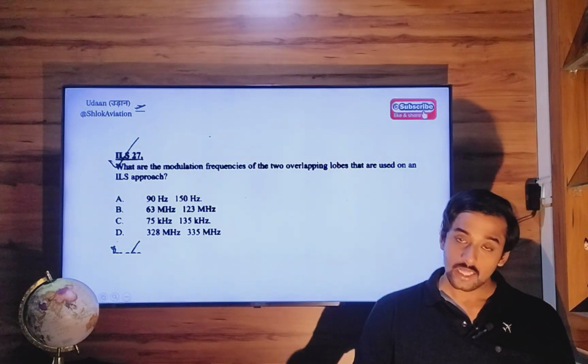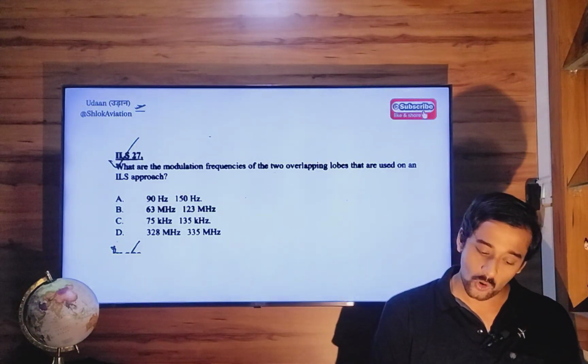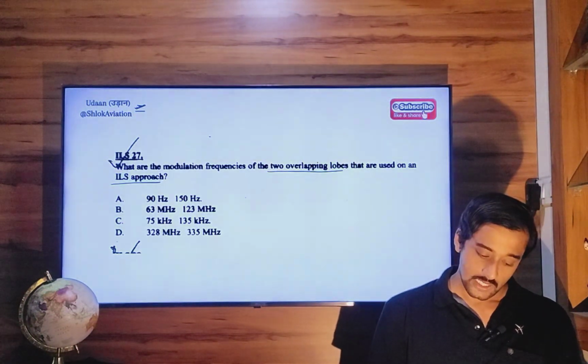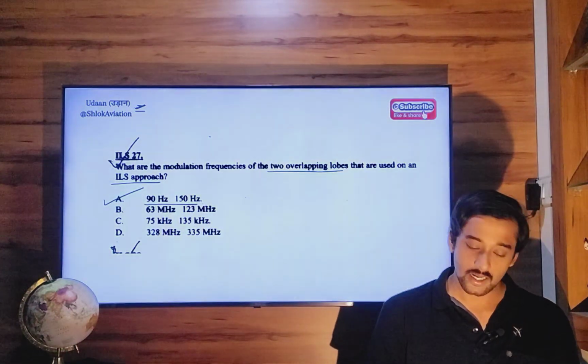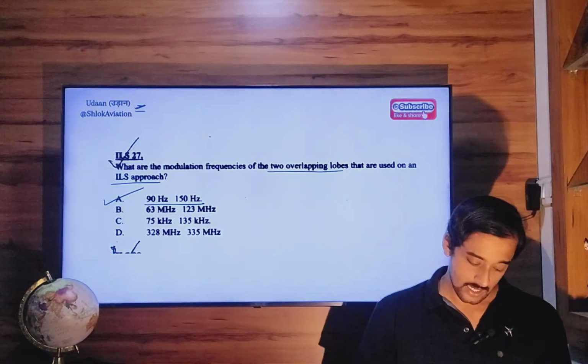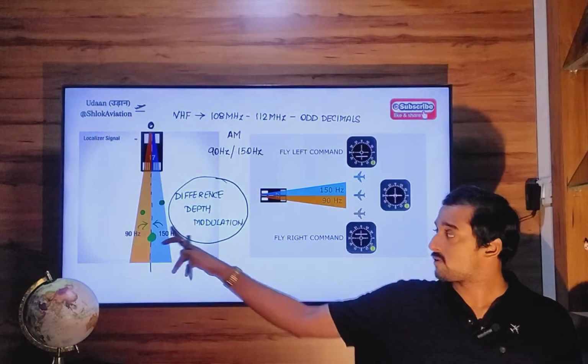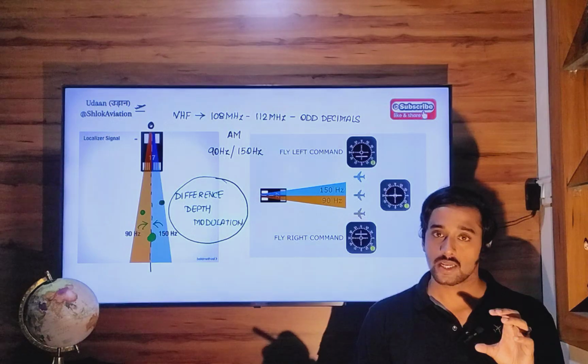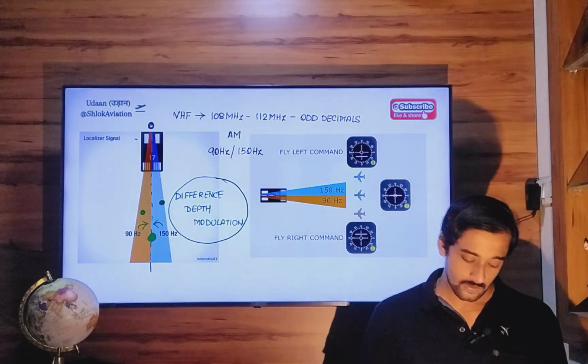Next, what are the modulating frequencies of the two overlapping lobes that are used on an ILS approach? So the modulation frequencies are 90 hertz and 150 hertz. Okay, so just 90 hertz and 150 hertz for the localizer. Similarly, for the glide slope, you have a 90 hertz signal and a 150 hertz signal.